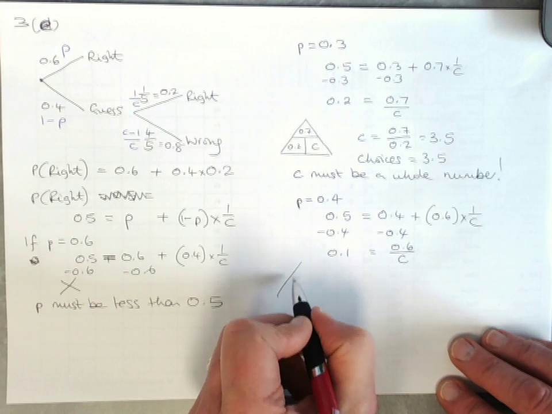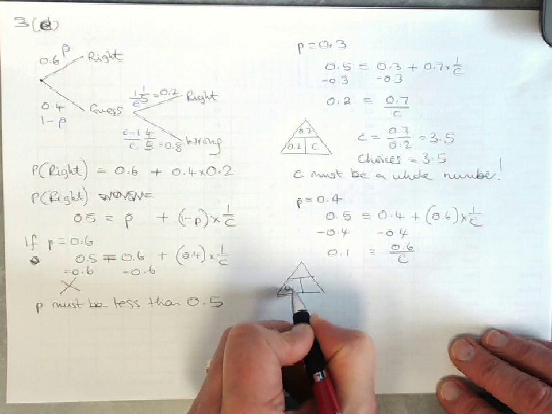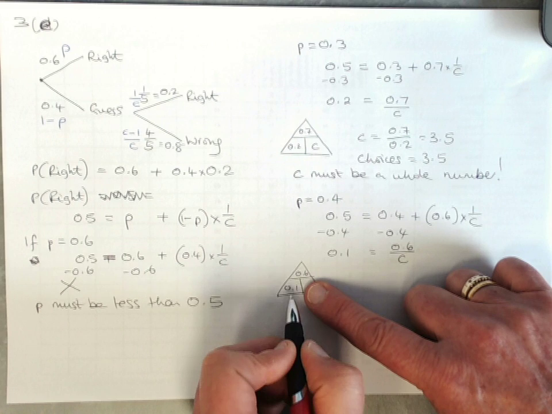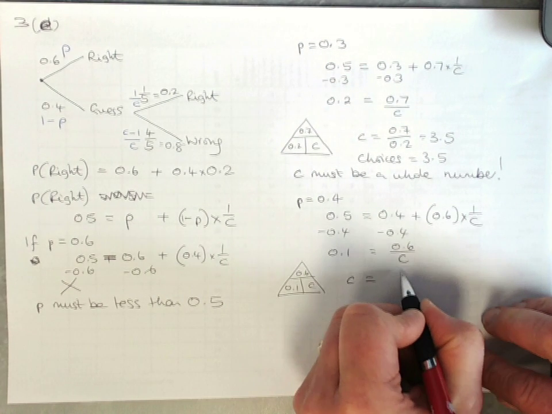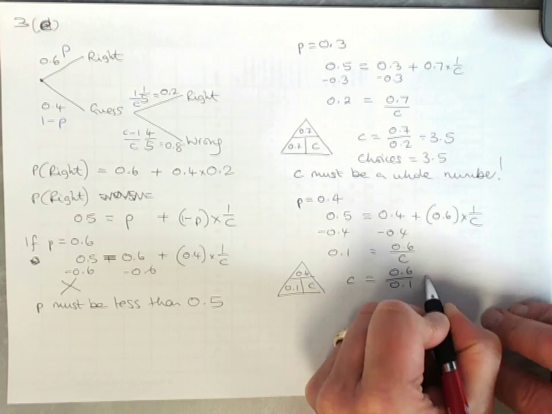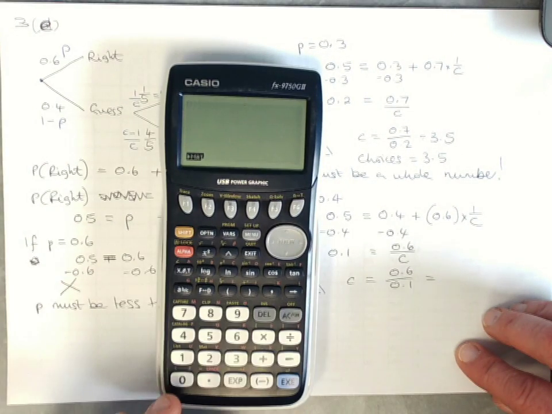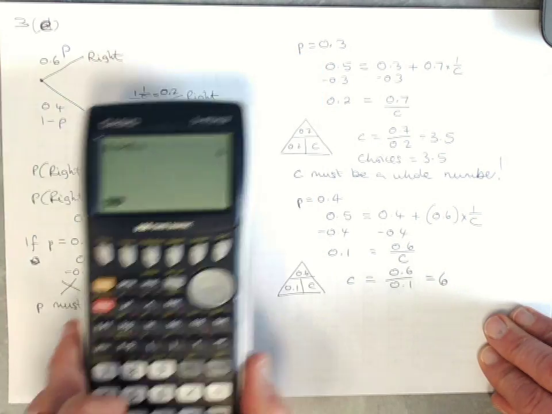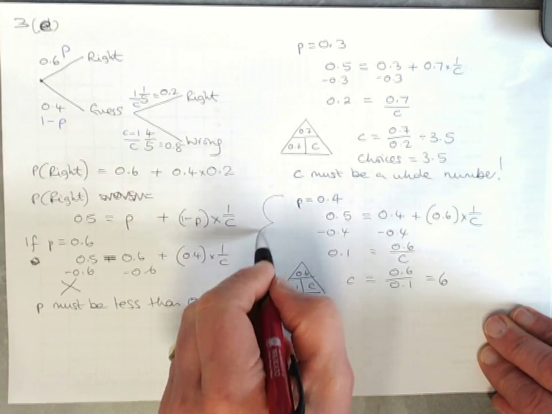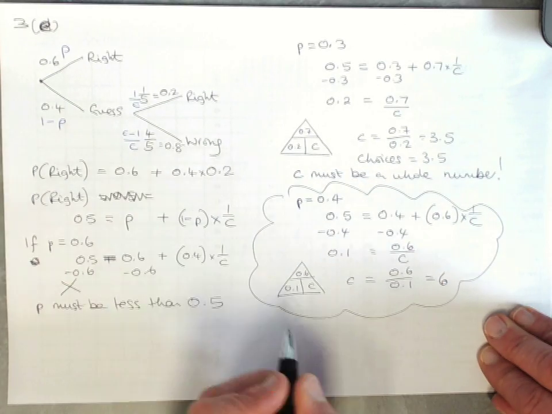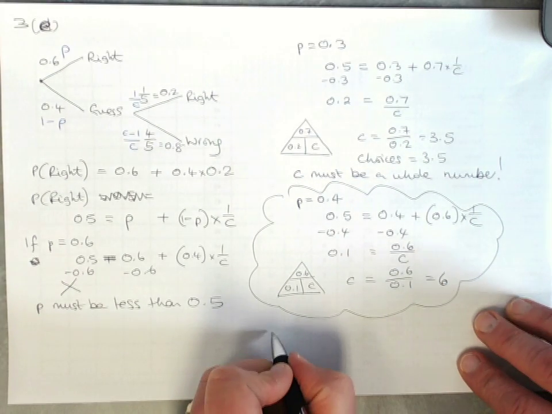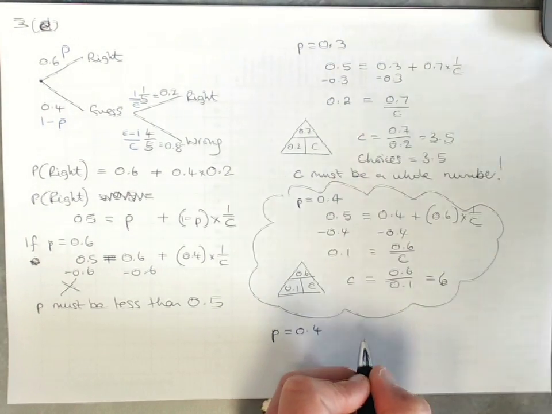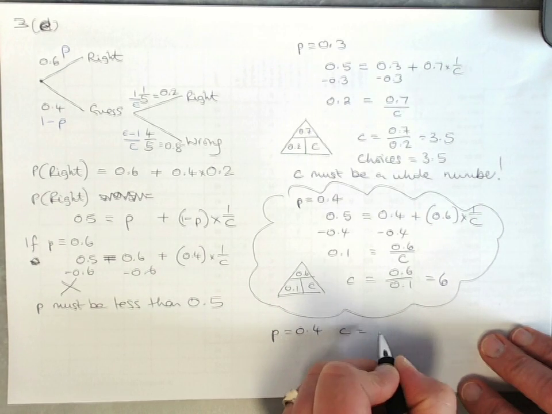Okay, using our formula triangle again, we've got 0.1 equals 0.6 over C. So to find C, we have to do 0.6 divided by 0.1. C is 0.6 divided by 0.1, and if you calculate that, the answer is 6. We have a whole number now. So it appears that we have a solution that will work. And all you can do is just do trial and improvement. So the probability could be 0.4, and the value of C, which is the choices, can be 6.